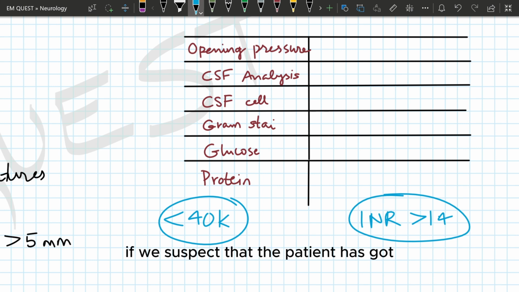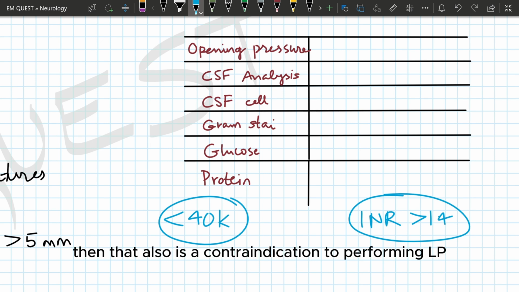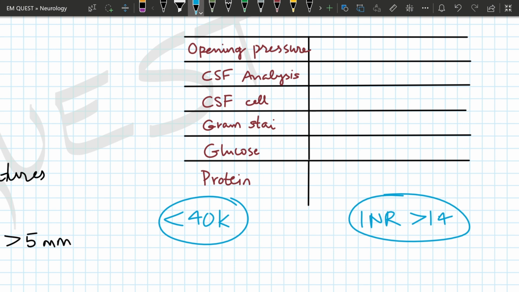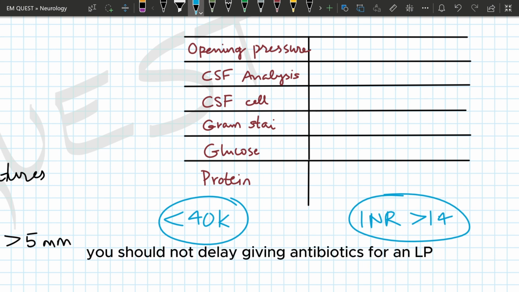If we suspect that the patient has increased intracranial pressure and hence herniation is a risk, then that also is a contraindication to performing an LP. So if you see the presence of papilledema, if you see increased optic nerve sheath diameter on ultrasound, if you perform a CT and you see mass lesions or any other signs of increased ICP, then that should delay an LP. One important consideration with LP is that once you give antibiotics, the CSF gets sterilized within an hour. But that being said, you should not delay giving antibiotics for an LP.